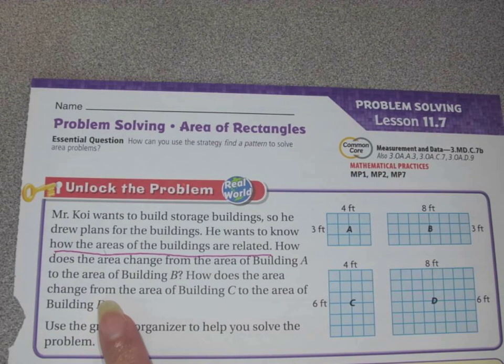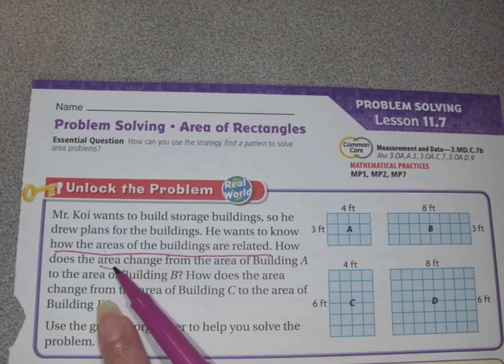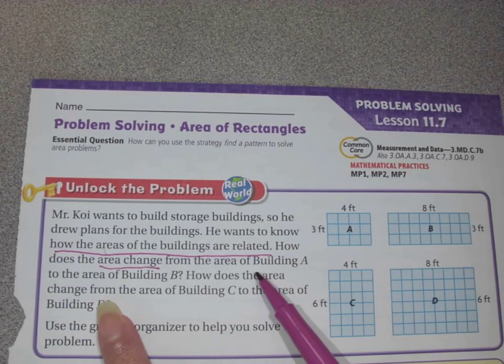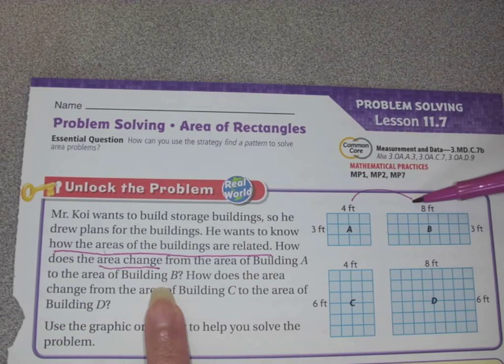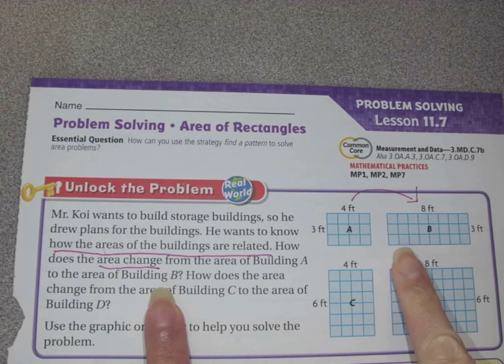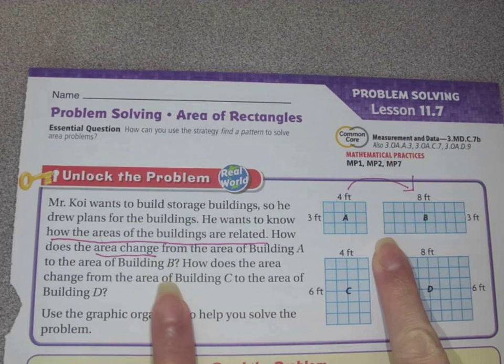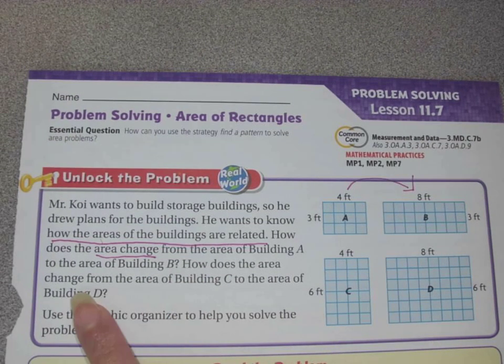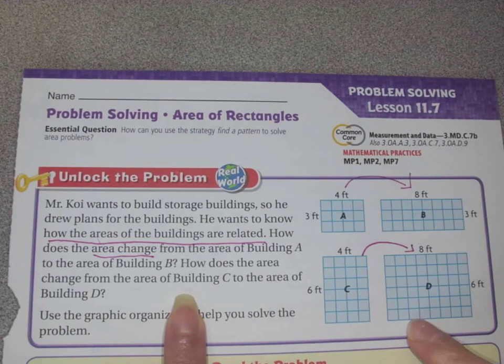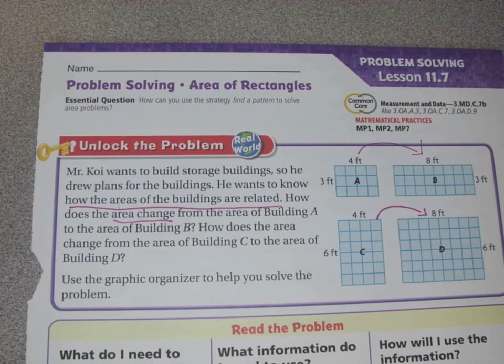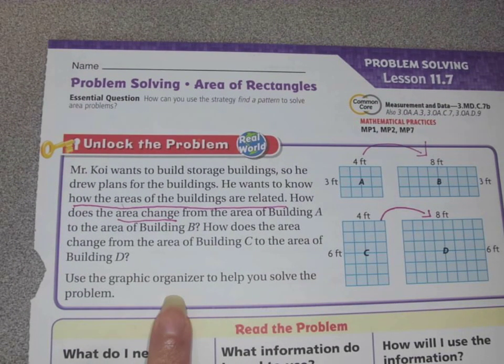Okay? And we know exactly, we're going to figure out how does the area change from the area of building A to the building B. So look here. As you can see, here's area A, and then here's area B. We want to know how these two are related. How do they change? We also want to do the same thing for how does the area change from the area of building C to the area of building D. Okay? And they're side by side. And again, we're going to use a graphic organizer to help us solve this problem.